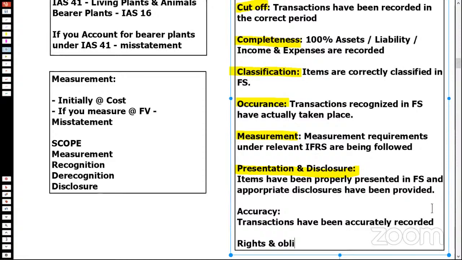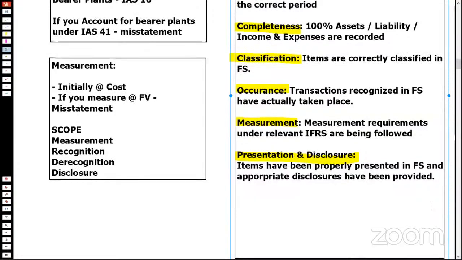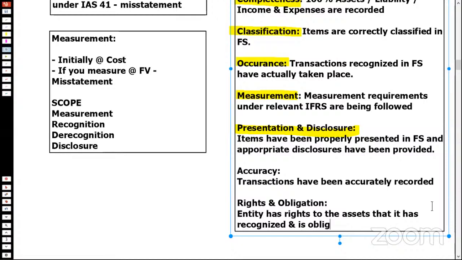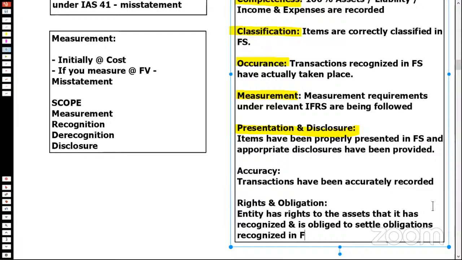Then what next is there? Rights and obligations. What exactly do you mean by the rights and obligations? The rights and obligations would mean that the entity has rights to the assets that it has recognized and is obliged to settle obligations recognized in financial statements. So when we talk about the rights and obligations, this is exactly what we mean.